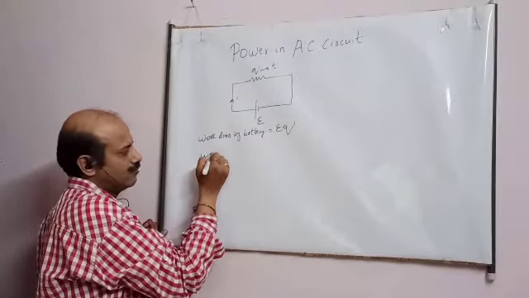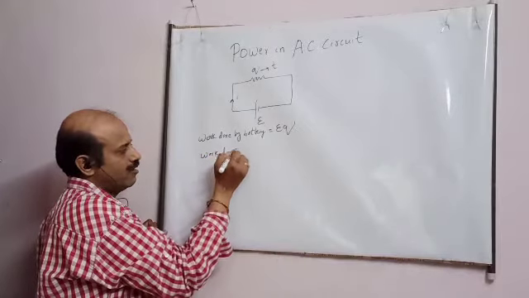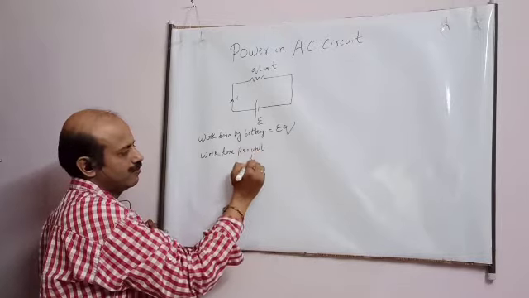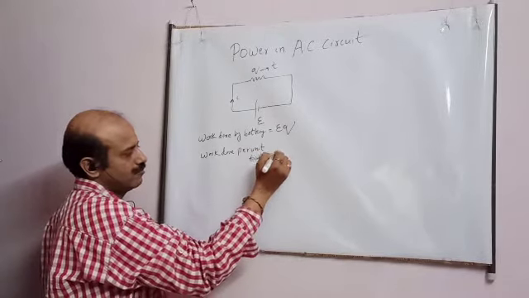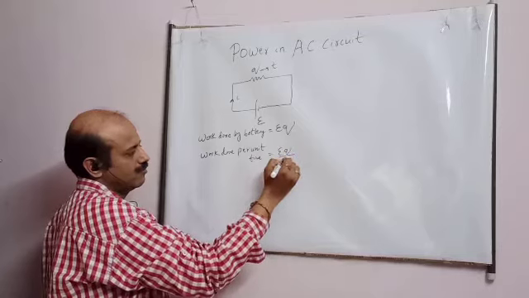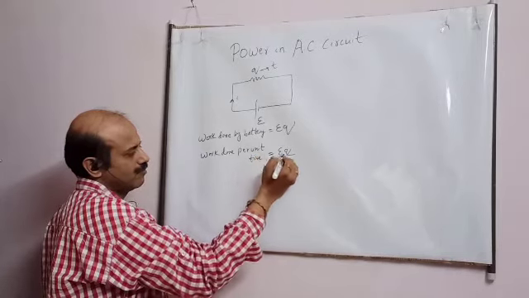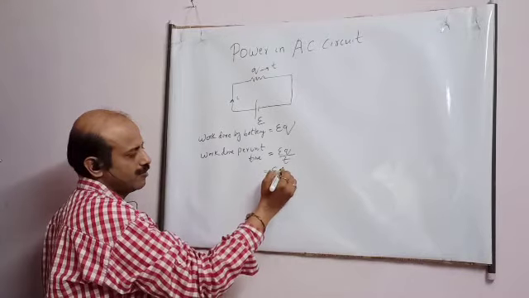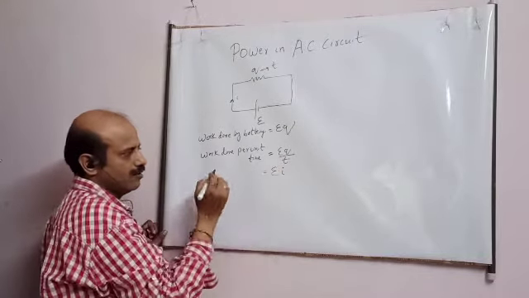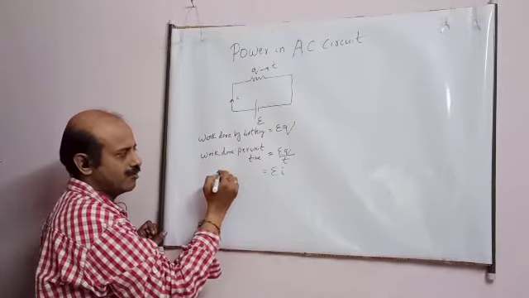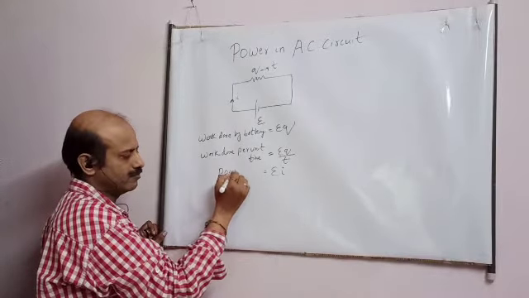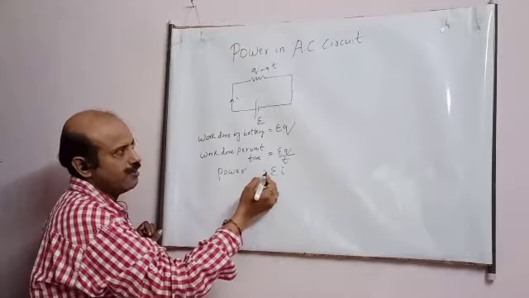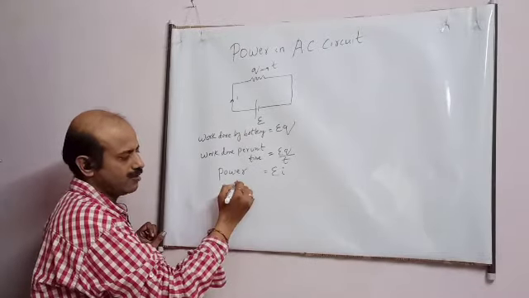Now, work done per unit time. So this work done per unit time is known as power. And if you see, it is the product of EMF and I, so it is a constant power.